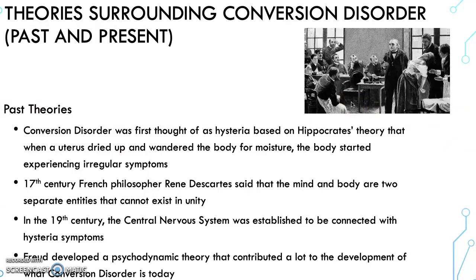So for the past theories of conversion disorder, as I mentioned in the last slide, conversion disorder used to be thought of as hysteria based on Hippocrates' theory that when a uterus dries up and wanders the body for moisture, the body starts experiencing irregular bodily symptoms. And in the 17th century, French philosopher René Descartes said that the mind and body are two separate entities that cannot exist in unity, since the body is subjected to mechanical laws and the mind is not. And then in the 19th century, the central nervous system was established to be connected with hysteria symptoms. And Freud also developed a psychodynamic theory that contributed a lot to the development of what conversion disorder is known as today. And the psychodynamic theory states that unconscious conflict and affective motive are transformed into bodily complaints, as in that the body shows symptoms of distress when the mind is in distress.